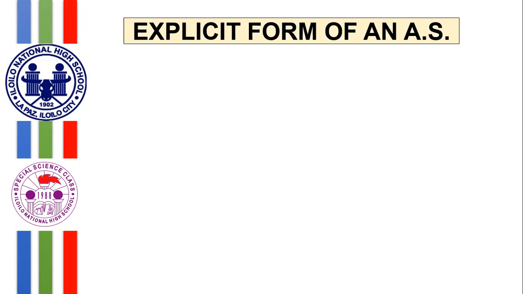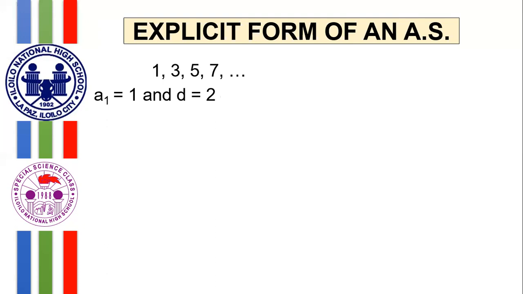So for the explicit form of an arithmetic sequence, all we have to do is find a general formula and substitute the value of n, and after evaluating, we get immediately the value of that term. So let's go back again to our example earlier. Let's say we have 1, 3, 5, and 7. It's known that our first term here is 1 and our common difference is 2, right?